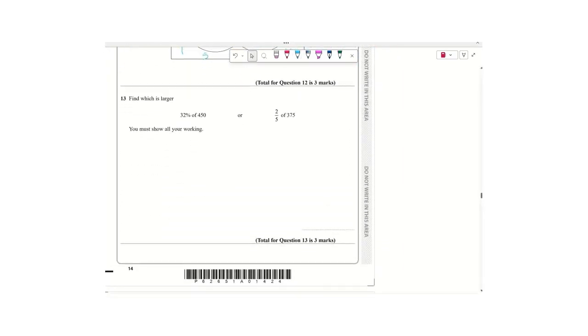Which is larger? So 32% of 450, you're going to use your percentage button and you're going to write down the answer to 32% of 450, and that's 144. I have to see that. And then you're going to use your fraction button to write down what 2/5 of 375 are.